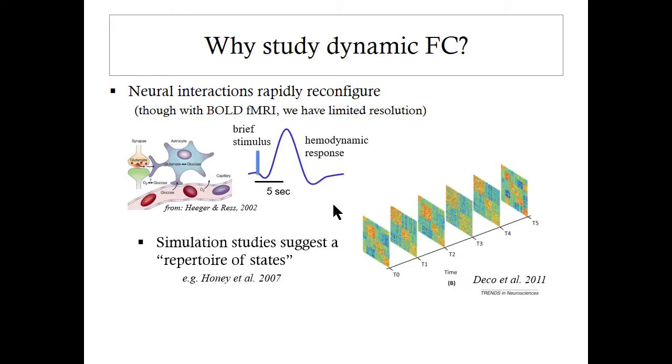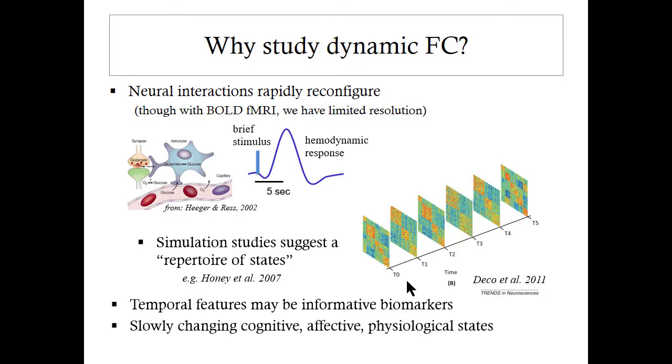But there's been some simulation work suggesting that we might get a range of different states in our BOLD signal emerging from these faster dynamics. And perhaps if we look at the features of these windowed correlations over time scales of seconds to tens of seconds, then we might be able to get some information beyond the average that may be useful as biomarkers.